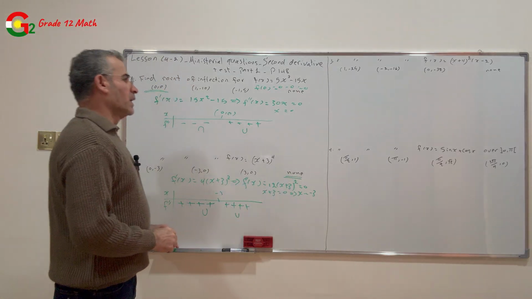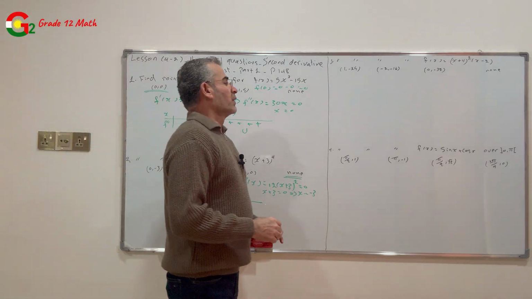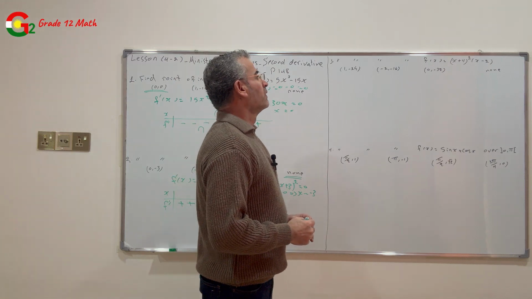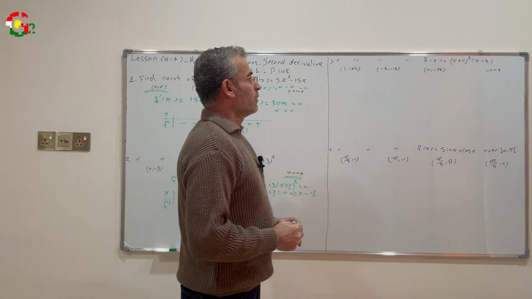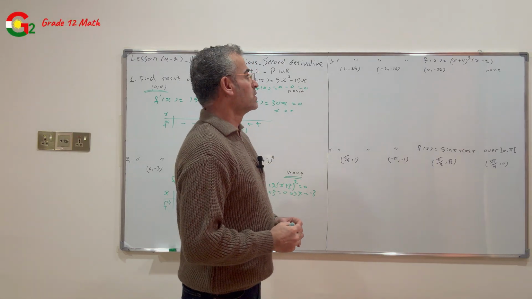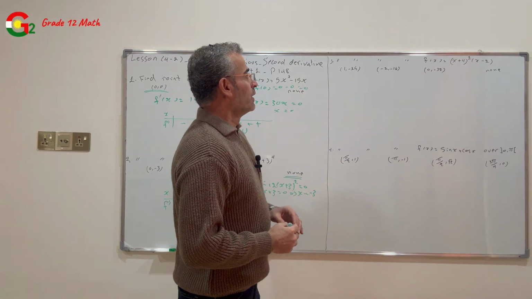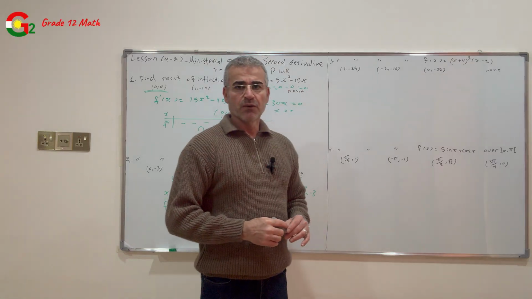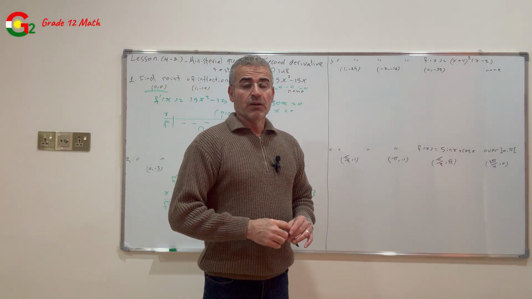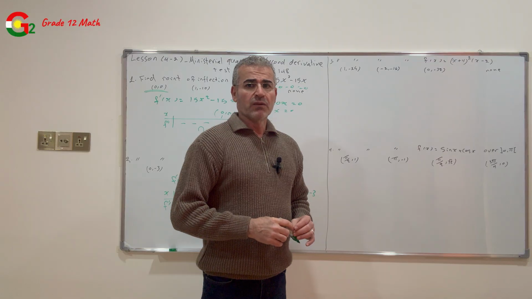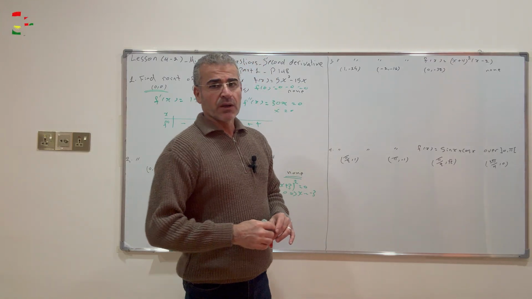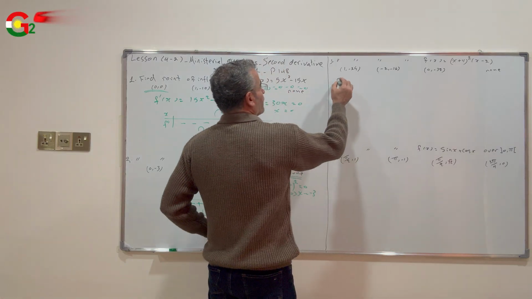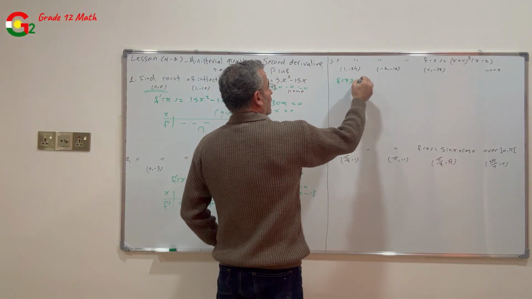Choice D, none. Question number 3, find the inflection point of the function f of x equal to (x plus 4) power 2 times (x minus 2). You can use the rule of derivative of multiplication of two functions, or you can open the bracket as you like. Let us open this bracket.